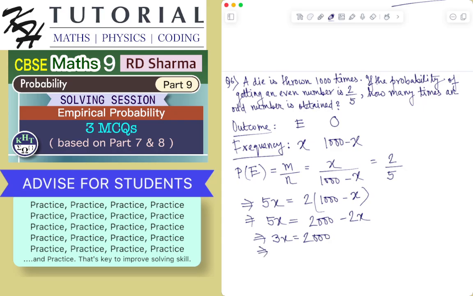This implies, why is x not, x has to be an integer. 2000 divided by 3 is not an integer. Am I doing it correctly? A die is thrown 1000 times. If the probability of getting an even number is 2 by 5, how many times is an odd number obtained?